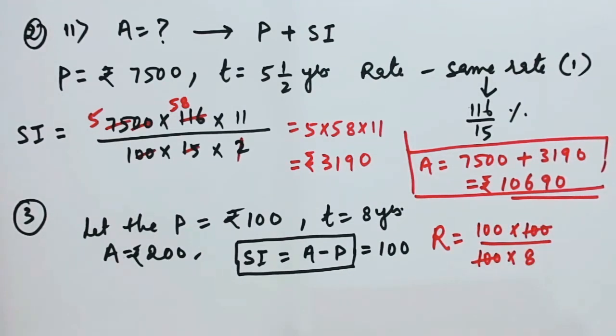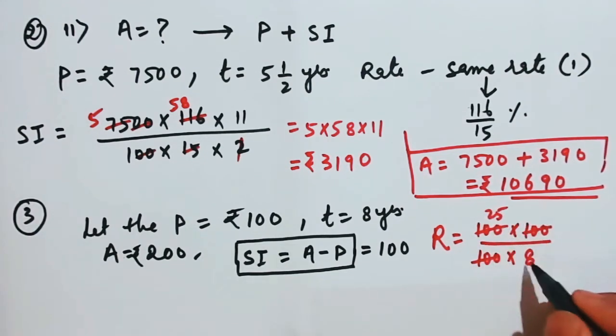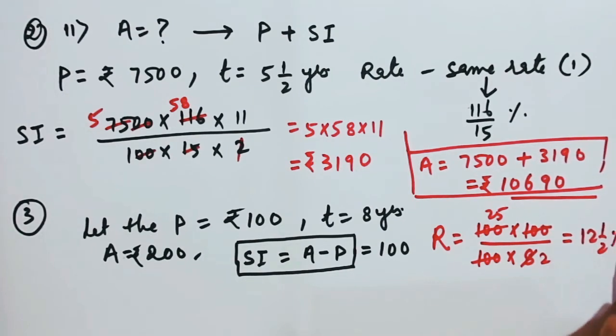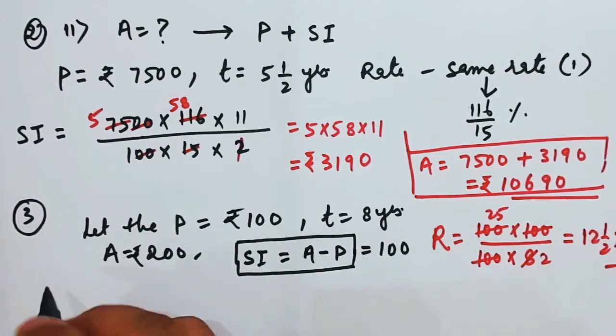See, the 00 and 100 got cancelled. 4 goes 25 times, and 4 goes 2 times. So 25 by 2 will give you how much? 12.5%, that is 12 1 by 2%. See, we got the rate as simply as we can.